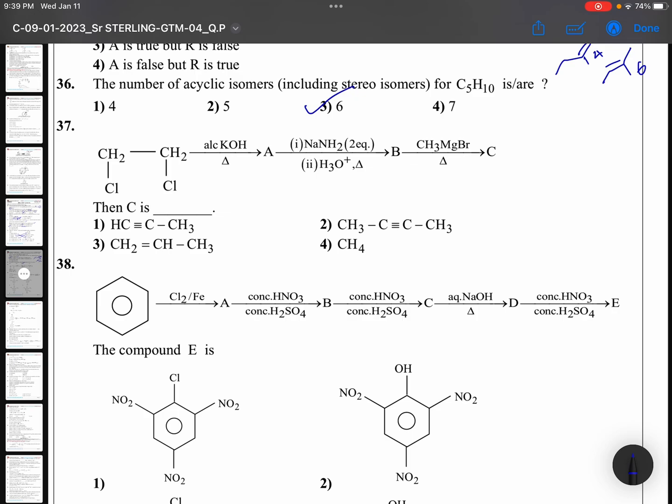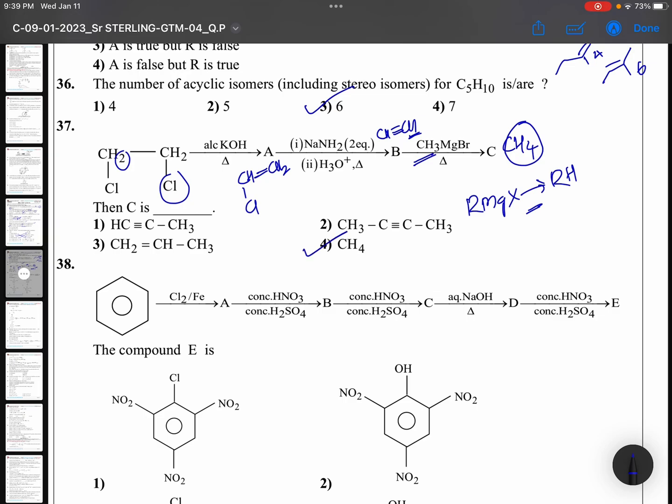CH2Cl-CH2Cl, that is 1,2-dichloro. So alcoholic KOH, this chlorine. From here hydrogen I am removing, from here chlorine I am removing, double bond. One more mole if you are using, HC≡CH, triple bond. CH3MgBr is Grignard reagent and this is acidic hydrogen, so it becomes CH4. Or RMgX with acidic hydrogen will become RH. Acidic hydrogen means alcohols, acids, amines, primary, secondary amines, even terminal alkynes you can use. Don't confuse.